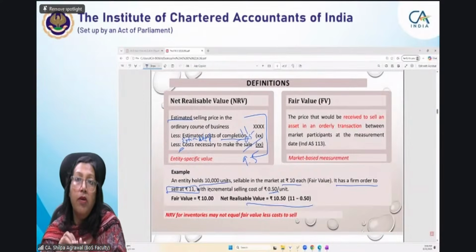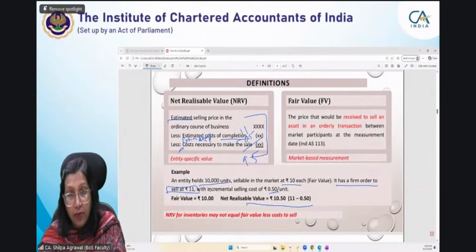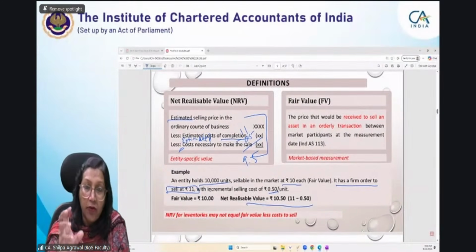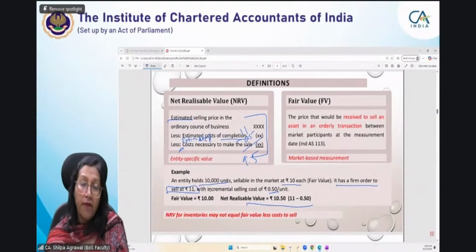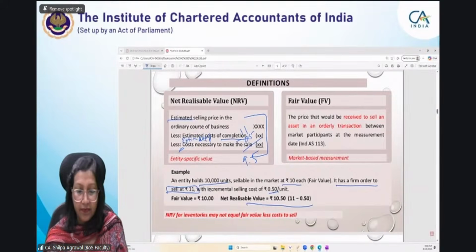Basically, a firm order means any contract which you have already entered into, and they have ordered you some quantity with some transaction value also. Because you have entered into a contract, that is a firm order, or we can say a confirm order, with agreed price and quantity. Yes.